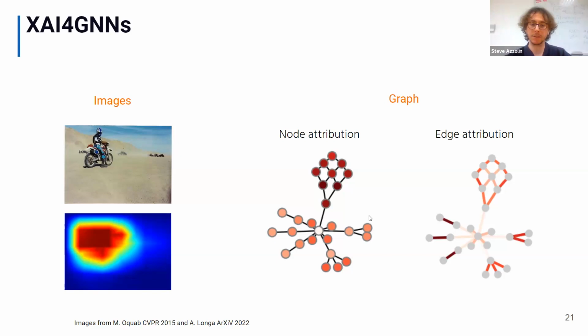However, the two representations are pretty much equivalent. So you can go from a node attribution to an edge attribution by, for example, averaging the nodes incident to a certain edge. The only difference is from an operational point of view, so depending on how the algorithm is implemented. Some of them are node level and some are edge level.